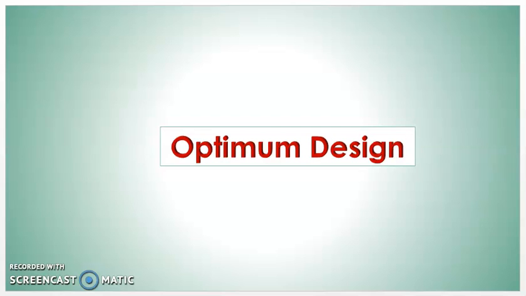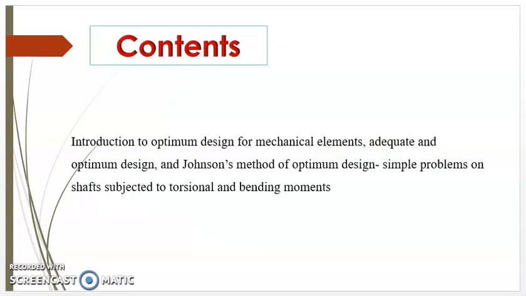Today we will see the chapter Optimum Design. These are the contents of this chapter. Introduction to Optimum Design for Mechanical Elements, Adequate and Optimum Design, and Johnson's method of Optimum Design, in which we will see simple problems on shafts subjected to torsional and bending moments.